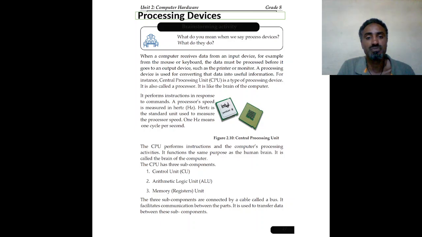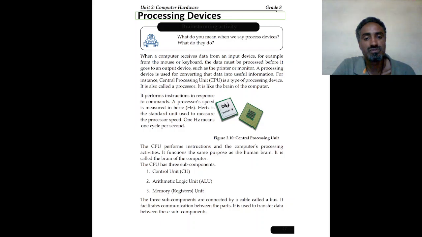Processor speed is measured in Hertz. Hertz is the standard unit used to measure processor speed. 1 Hz means 1 cycle per second. Like other quantities, the speed of a computer has its own measurement, which is hertz, meaning 1 cycle per second. When we think about the CPU or processor, we think about speed. The speed is mostly measured in gigahertz.